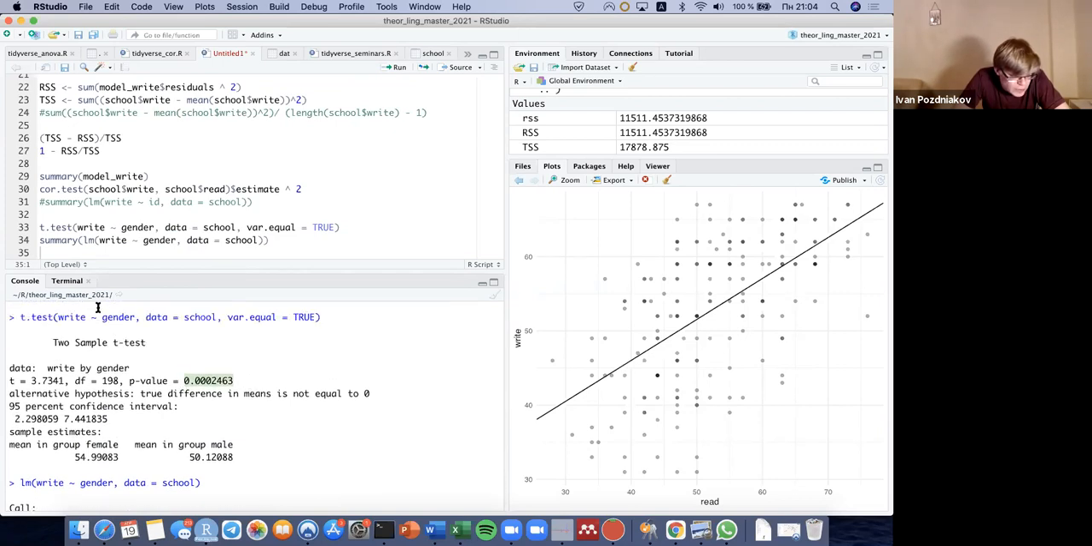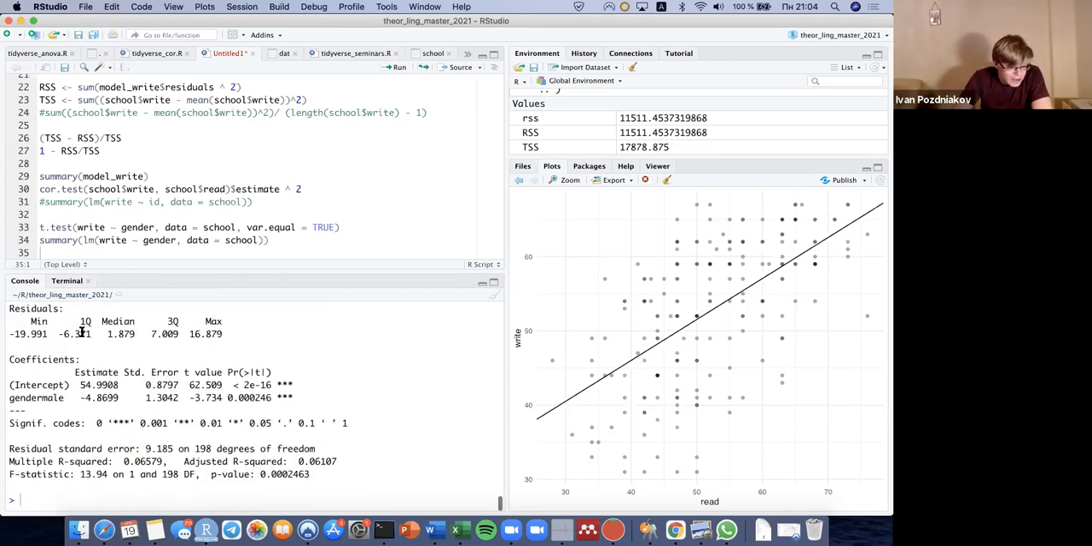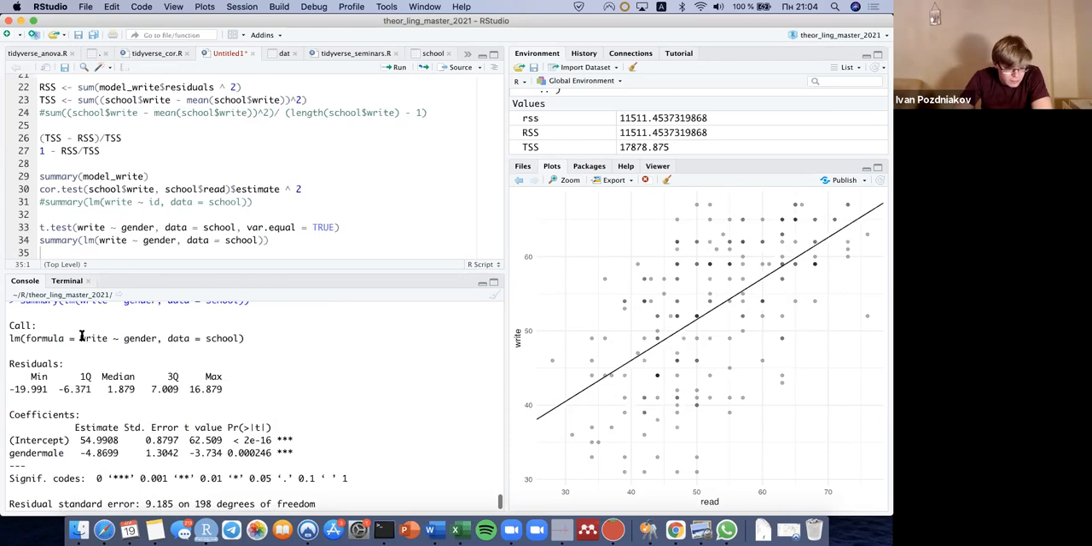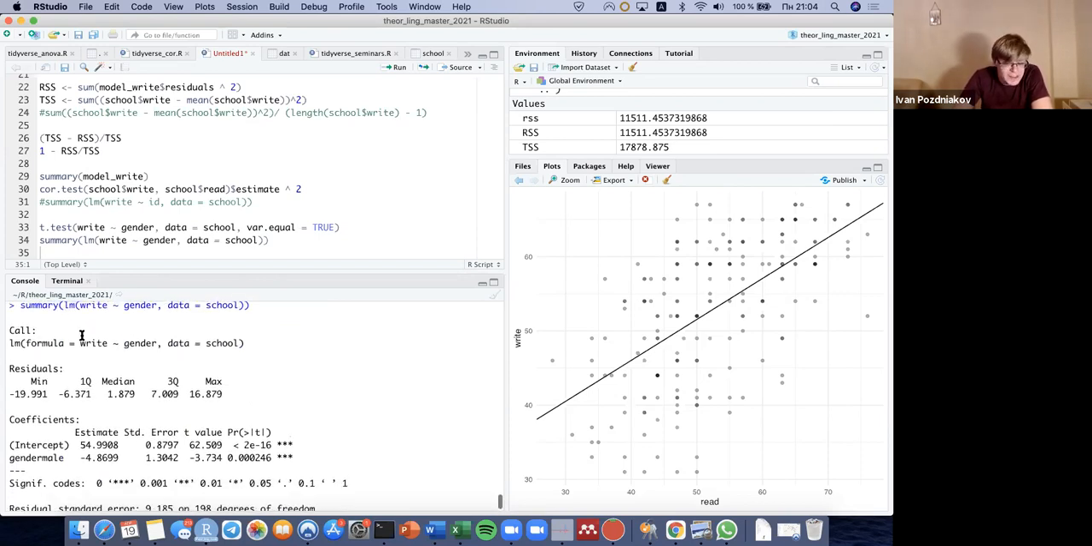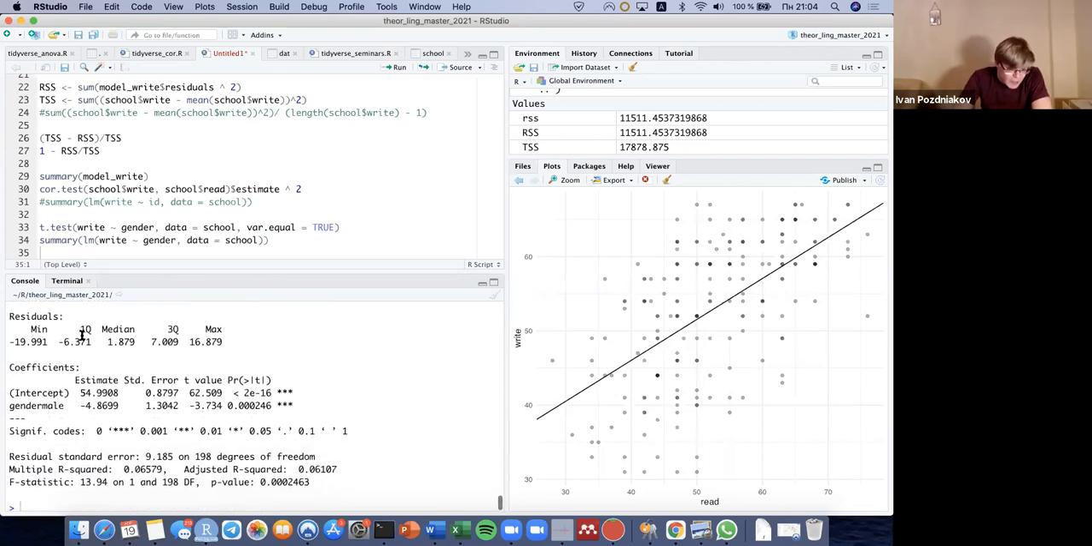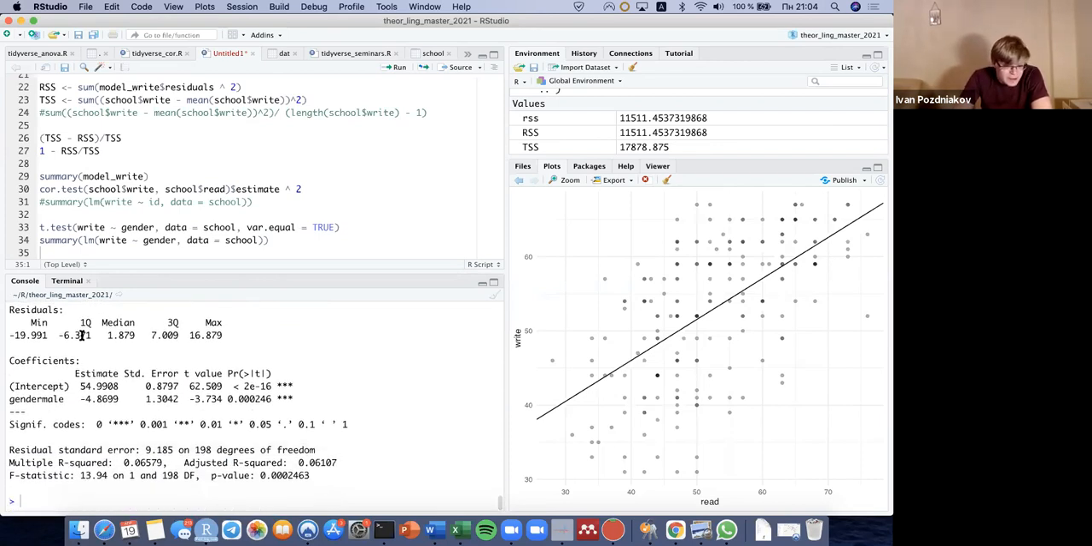If you do this test in terms of just a t-test, like you compare a group of boys to a group of girls, and if you use it as a binary predictor in a linear regression, you have the same results. So basically, t-test is just a special case of linear regression, somewhat, right?